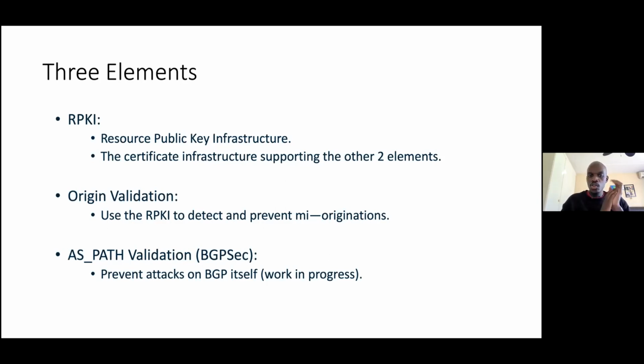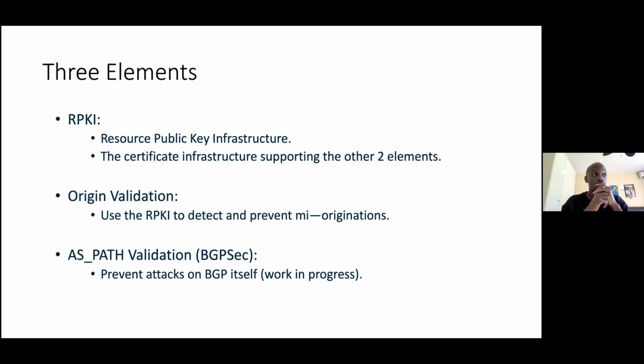We also have the origin validation aspect of it, which is where we try to detect or prevent misoriginations. And then the third aspect of it is AS path validation, which at this point in time has been promised through a concept known as BGP-Sec or BGP security. Unfortunately, there's no working implementation of BGP-Sec at the moment.